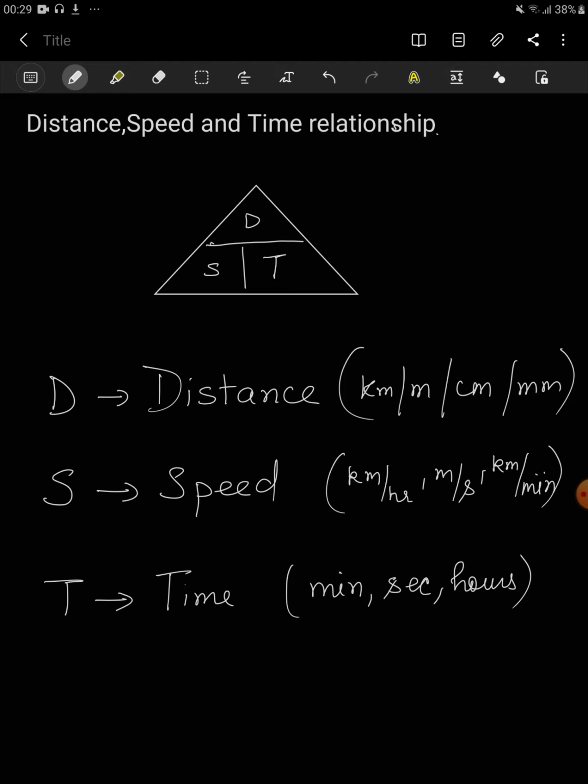So here D stands for distance, S stands for speed, and T stands for time. Now, how do we find the formula for each term? When distance is asked, many a times students get confused with the formula, and when speed is asked, they write another formula. So the best way to remember is through DST triangle.